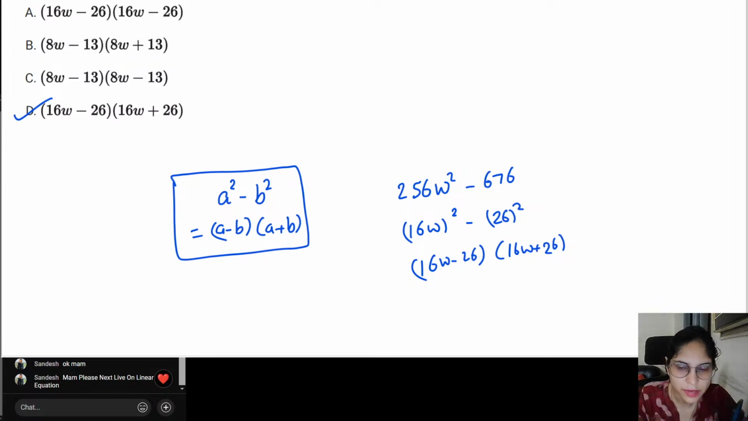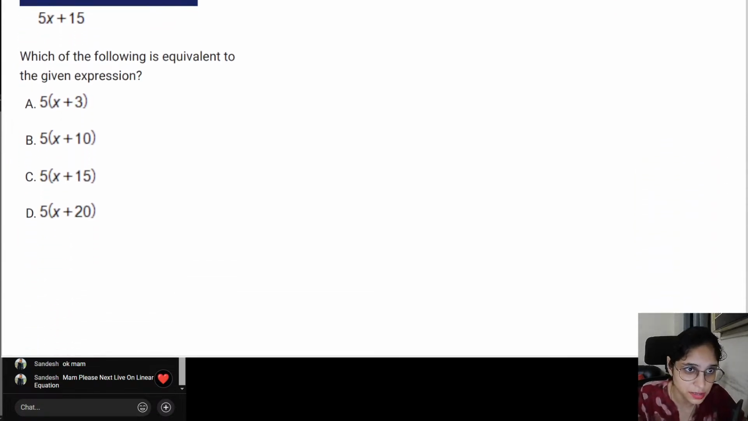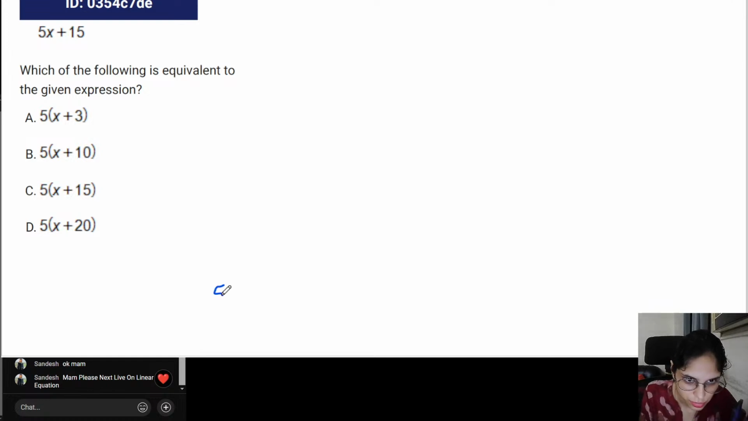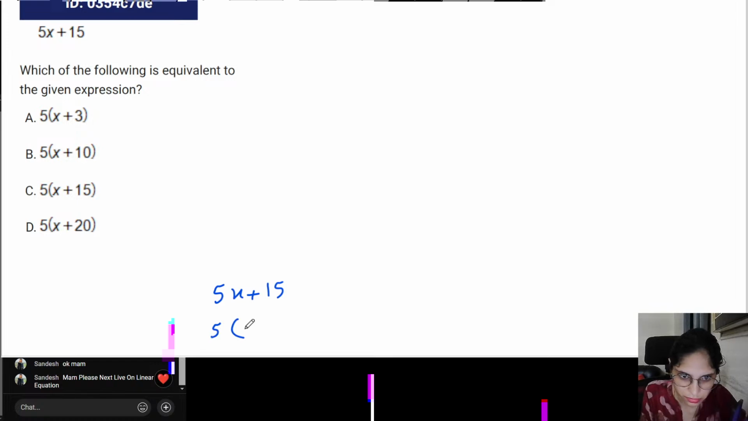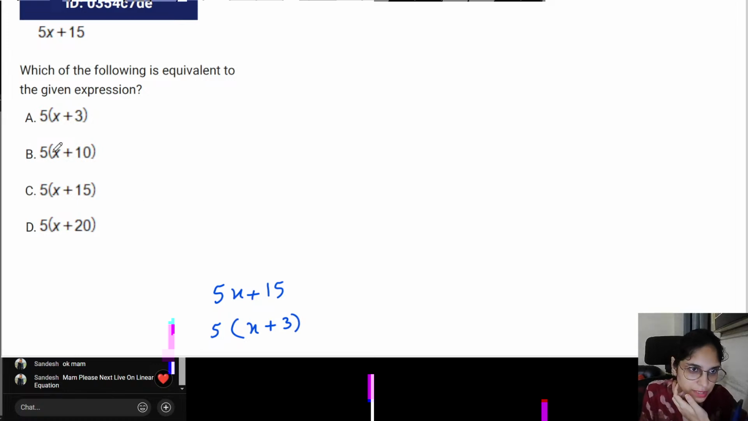Next is 73. 5x plus 15, equivalent expression. If you see parentheses or brackets, that means you have to factorize it. That's your Q. Factorize. In 5 and 15, 5 is common. There's no x in the second one. Now 15 divided by 5 is 3. So 5 times x plus 3.